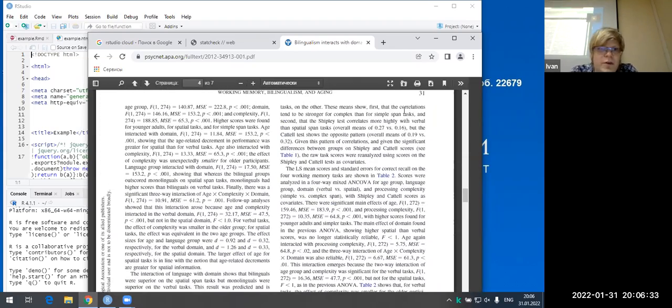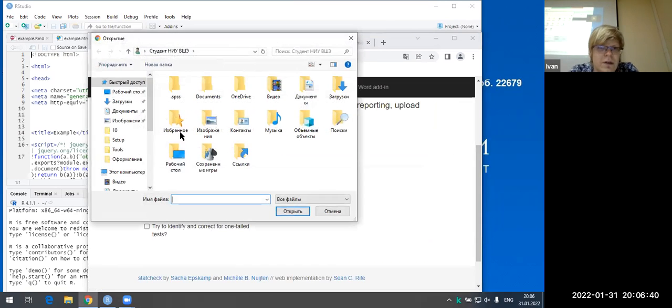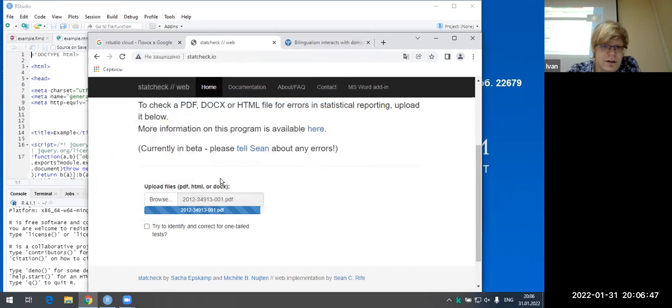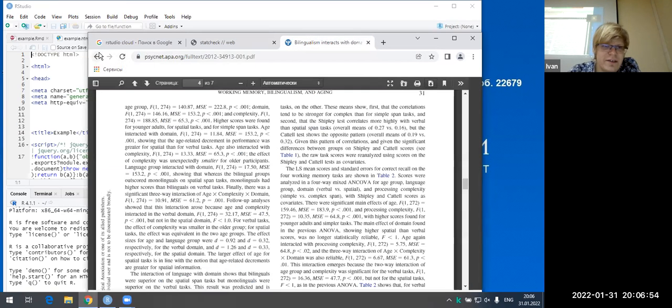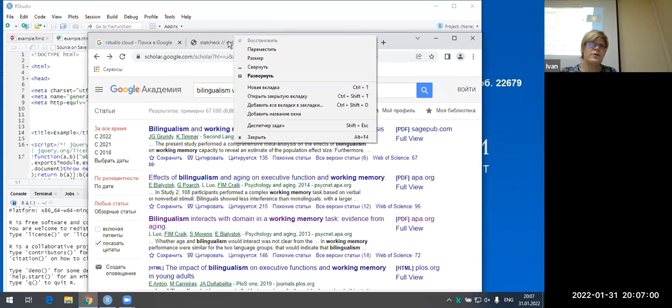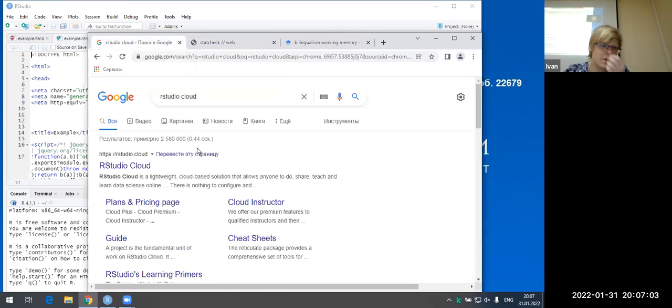So let's try to use this paper in StatCheck, and let's see. We didn't find any results. That's a shame that it didn't recognize. Okay, maybe we'll return to it later. Let's return to our studio.